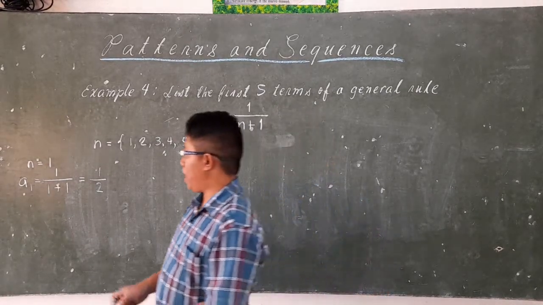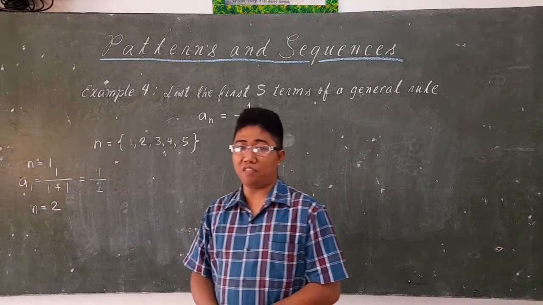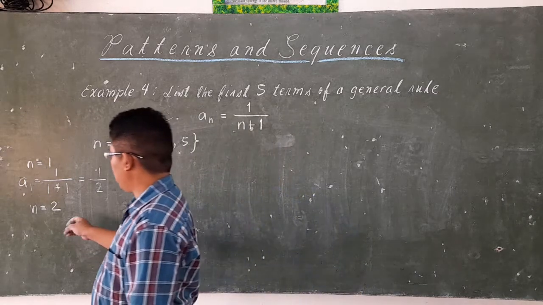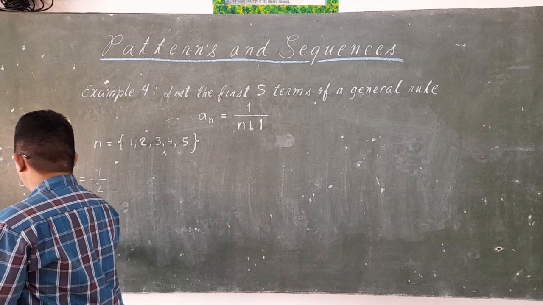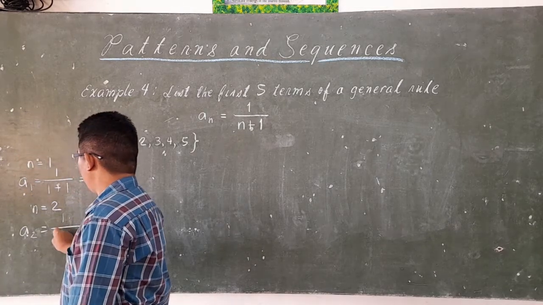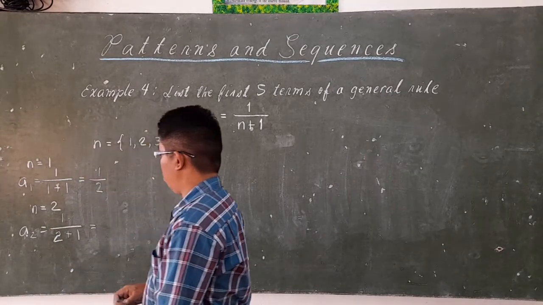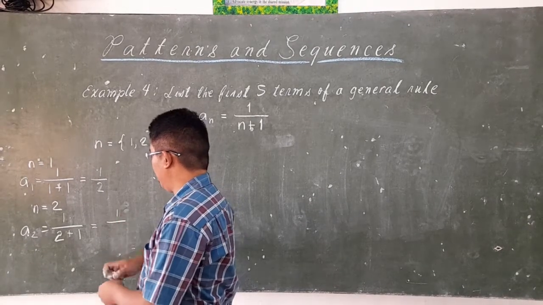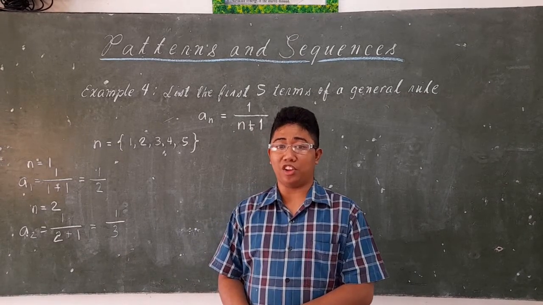How about where n is equal to 2? Substitute the value of n into the given general equation, in the same manner. So a sub 2 is equal to 1 all over 2 plus 1. 1 over 2 plus 1 simplifies and becomes 1 over 3. So that is the second term, which is 1 third.